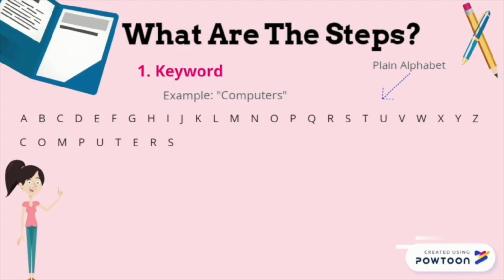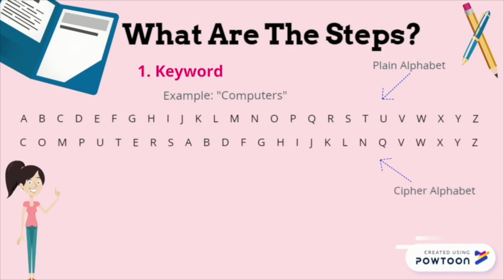I know what you're thinking. Computers is only 9 letters. What happens to the rest of the alphabet? Well, once you get to the end of the keyword, you assign the remaining letters of the alphabet A through Z, making sure you do not repeat any letters. Here's how our example would look like.